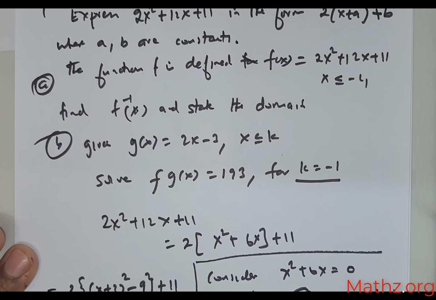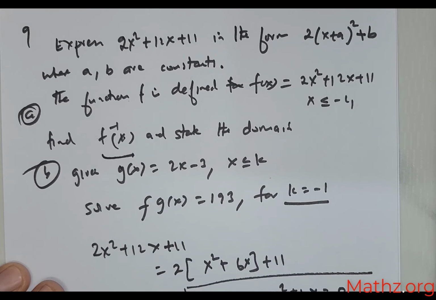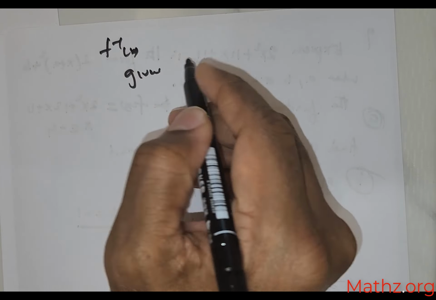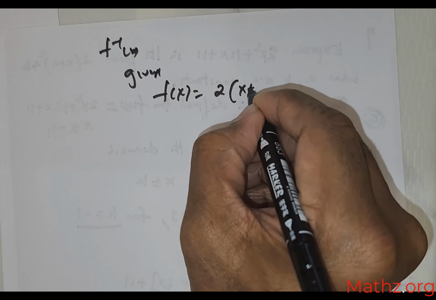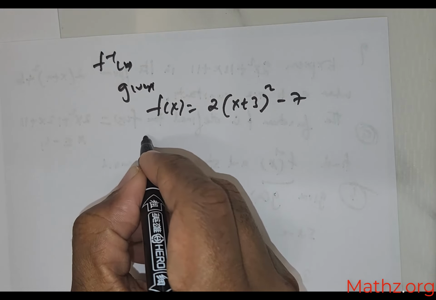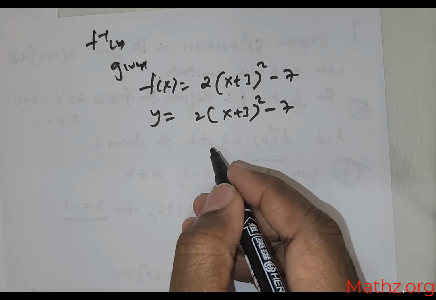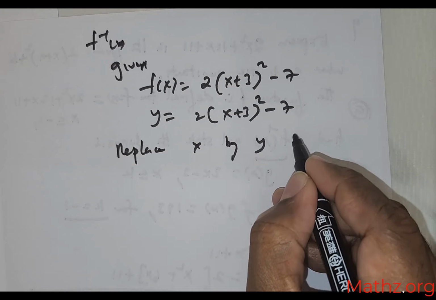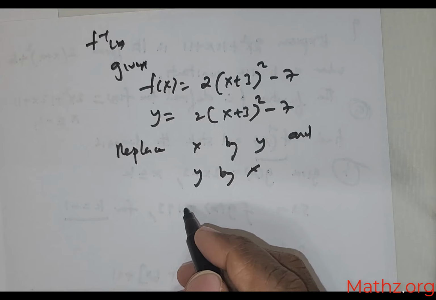Now we need to move on to the next part. We have to get f inverse of x and state the domain. So let's do that. What have we got? We got f of x equal to 2 times (x + 3) whole square - 7. Now this can be rewritten as y equal to 2 times (x + 3) whole square - 7. Now replace x by y and y by x in this.